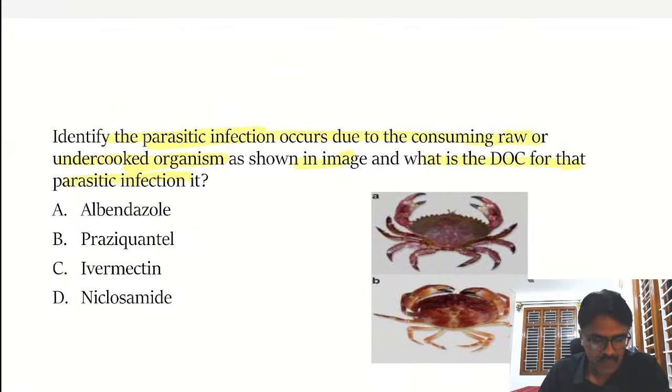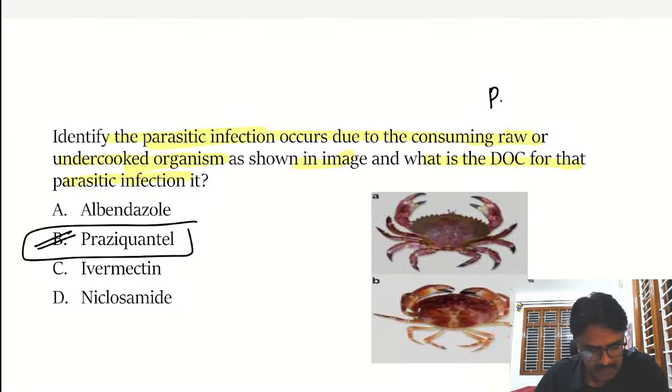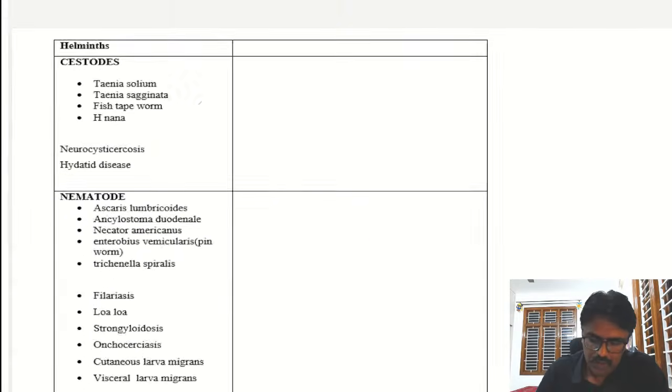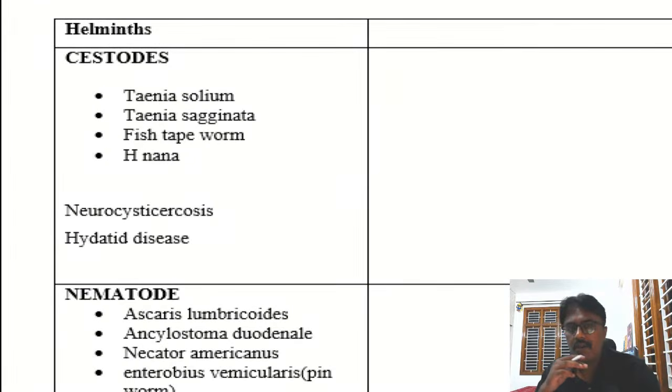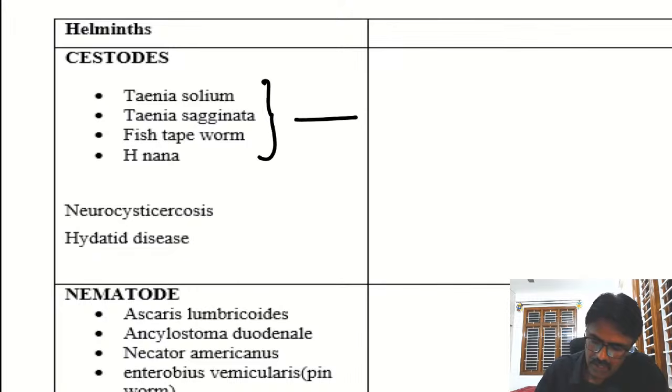Yes. So undercooked crab, the infection is Paragonimus westermani, the lung fluke. So the drug of choice for lung fluke is praziquantel. Now coming on to the drug of choice. Now I will be telling you the drug of choice, but you have to correlate with your microbiology. For all cestodes, Taenia solium, saginata, fish tapeworm, Echinococcus, what is given is praziquantel.